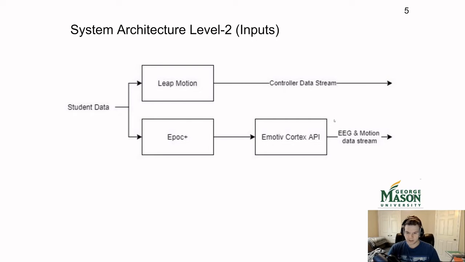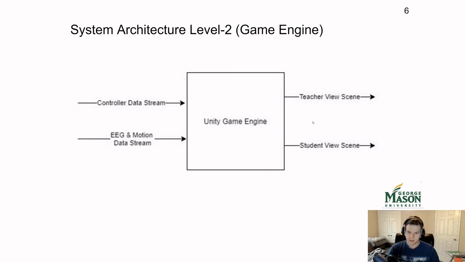Our level 2 system architecture includes the student data going in through specifically just the Leap Motion to control the VR hands, and the Epoch Plus, which is going to feed into the Emotiv Cortex API, which allows us to get the motion and EEG data for physiological and looking around in the environment. Our Unity game engine is going to get the information from the Leap Motion and the information from the EEG and the motion for looking around. It's going to go into the Unity game engine, it's going to be interpreted, and then it's going to be exported as the teacher view and the student view. We've covered what those will be.